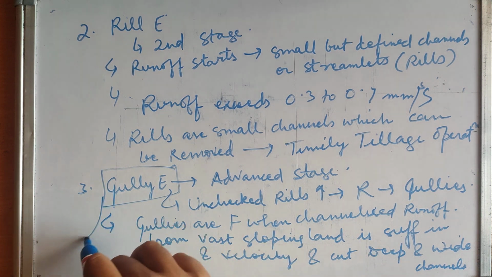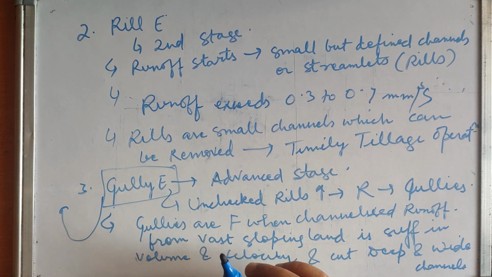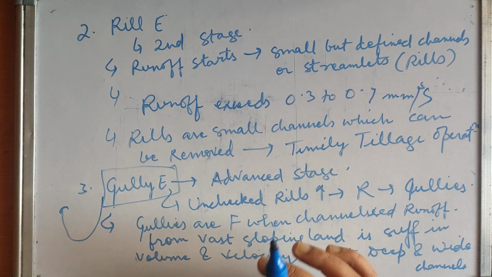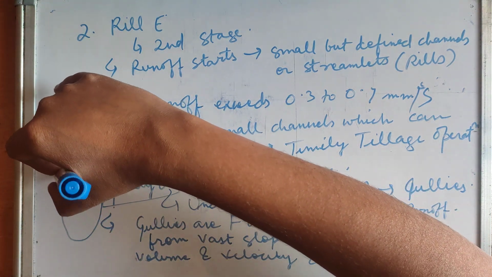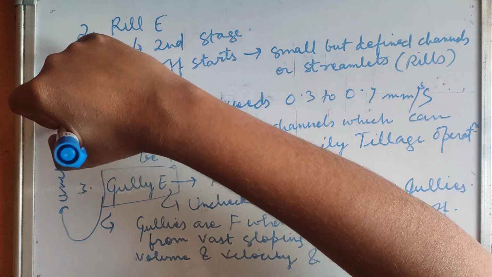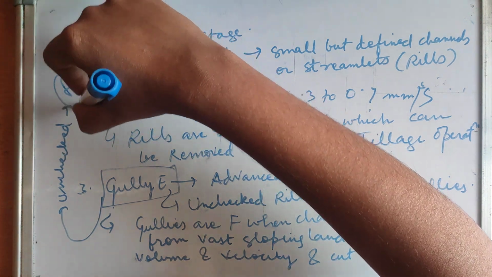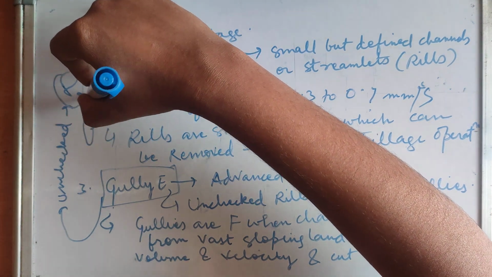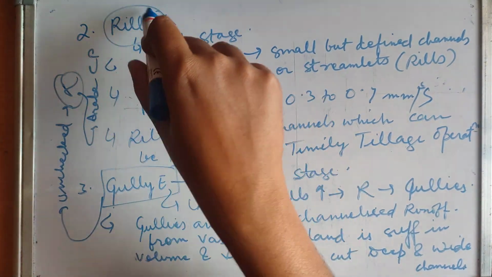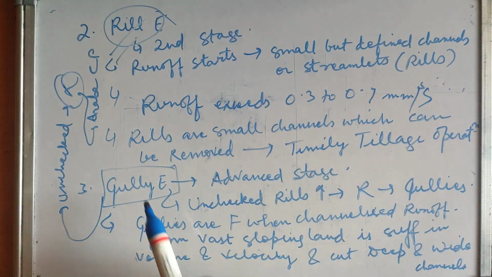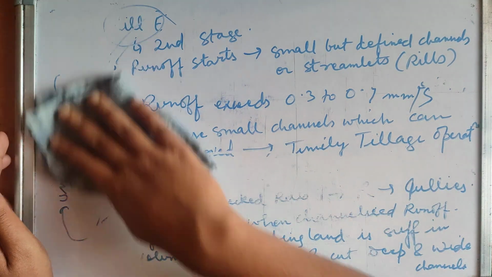If gully erosion remains unchecked, there is no scope for arable crop production. Hence, we need to check erosion at the rill stage only, because after developing big gullies, it becomes very difficult for crop production.